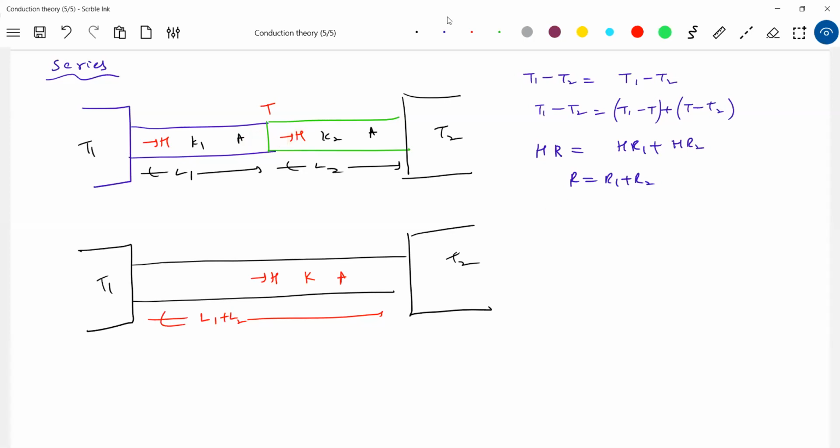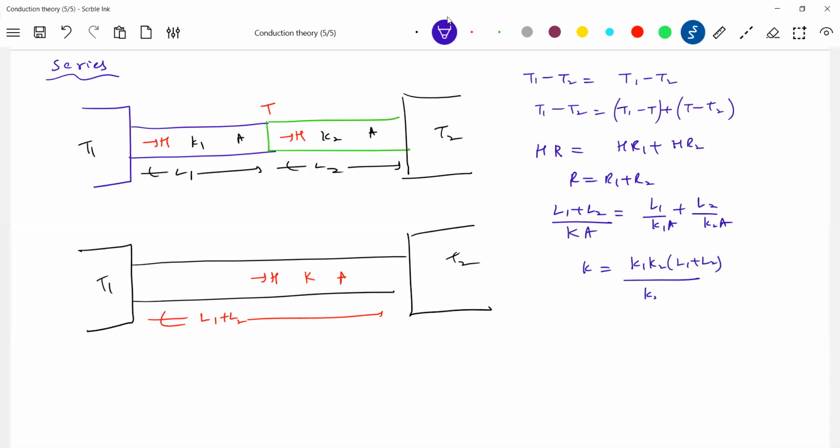Okay, let's do one thing. What is R? R is L1 plus L2 over KA, that is L1 by K1A plus L2 by K2A. So therefore, K is equal to K1 K2 (L1 plus L2) divided by (K2 L1 plus K1 L2). So what should be the material? If I calculate the value of K, I'll go and check the material. If it's very cheap, I'll replace these two by this one equivalent rod. I can save money. So there's a use of that series and parallel.